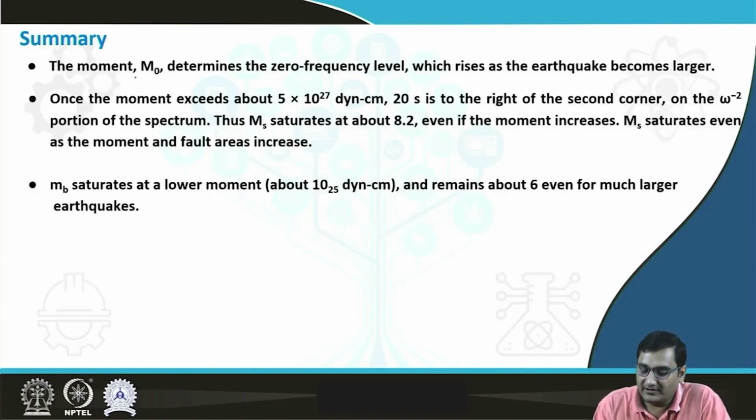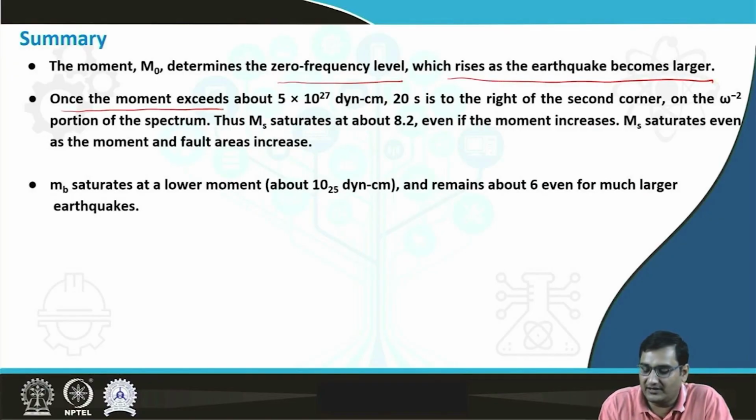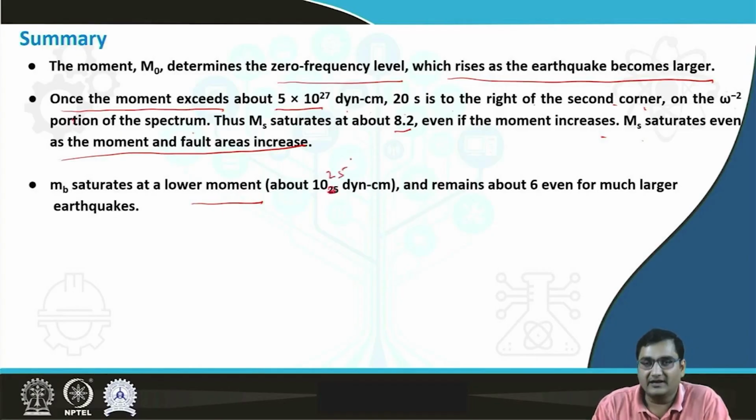The moment M naught determines the zero frequency level, which rises as the earthquake becomes larger. Once the moment exceeds about 5 into 10 to the power 27 dyne centimeter, 20 second is to the right of the second corner on the 1 by omega square portion of the spectrum. Thus MS saturates at about 8.2 even if movement increases. MS saturates even as the movement and the fault area increase. MB saturates at a lower moment, that means at about 10 to the power 25 dyne centimeter, and remains about 6 even for much larger earthquakes.